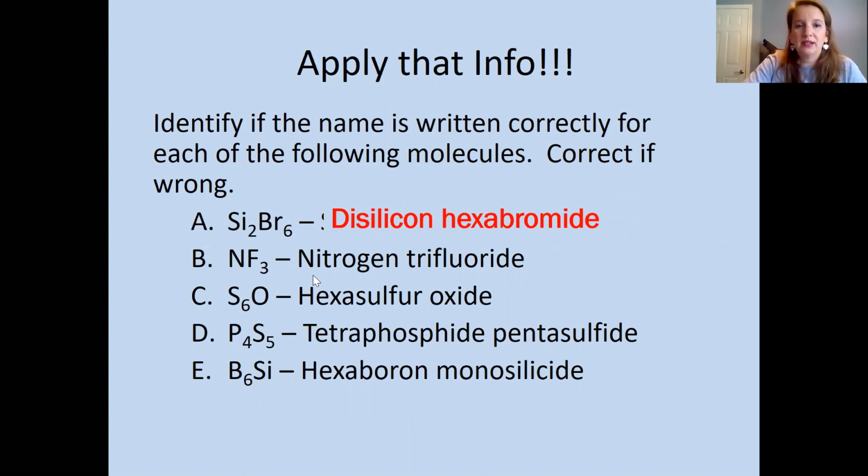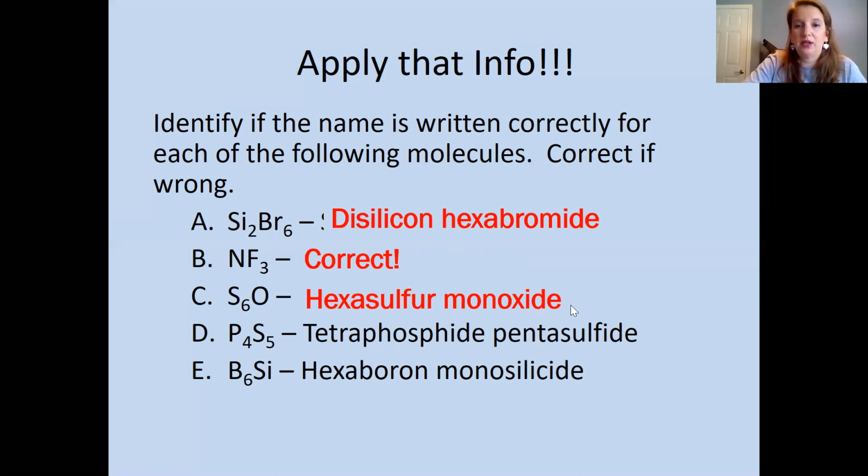Letter B, NF3, is that nitrogen trifluoride? Yep. Remember, we don't use mono for the first element. Letter C, S6O, hexasulfur oxide. Note, the second element always gets a prefix, so it should be monoxide, hexasulfur monoxide.